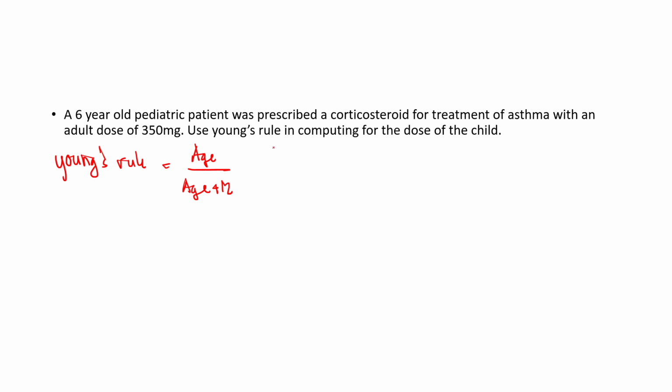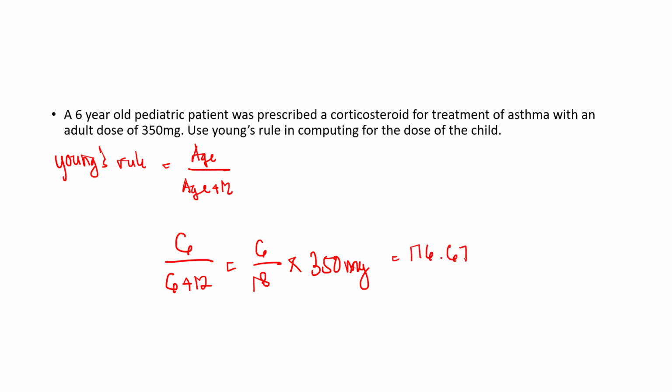Okay, so a 6-year-old was prescribed a corticosteroid for treatment of asthma with an adult dose of 350 milligrams. So that's the patient is 6 years old. 6 plus 12, you will have 6 over 18 times the adult dose, which is 350 milligrams. 6 divided by 18 times 350, you have 116.67.